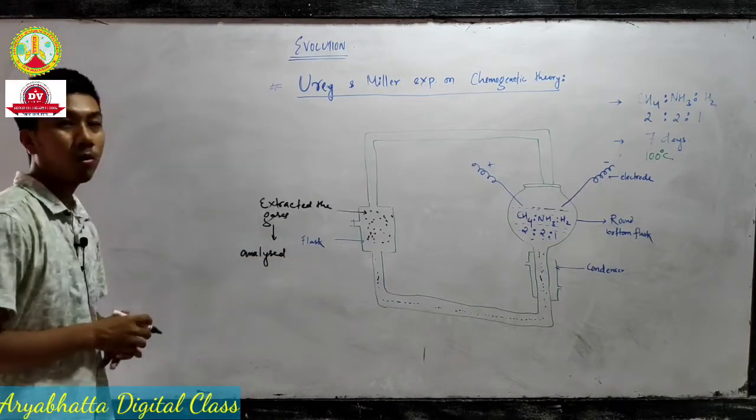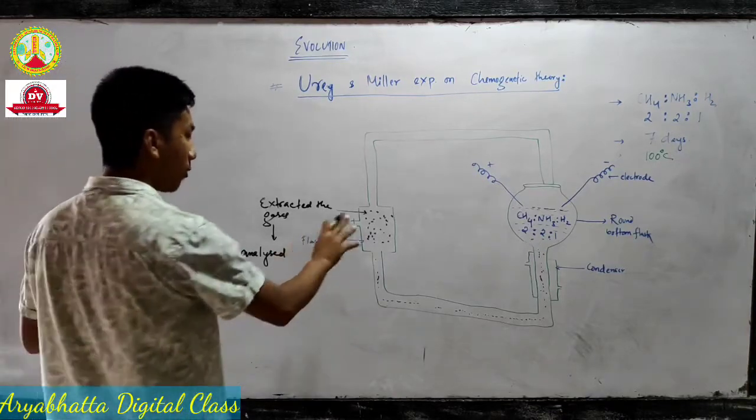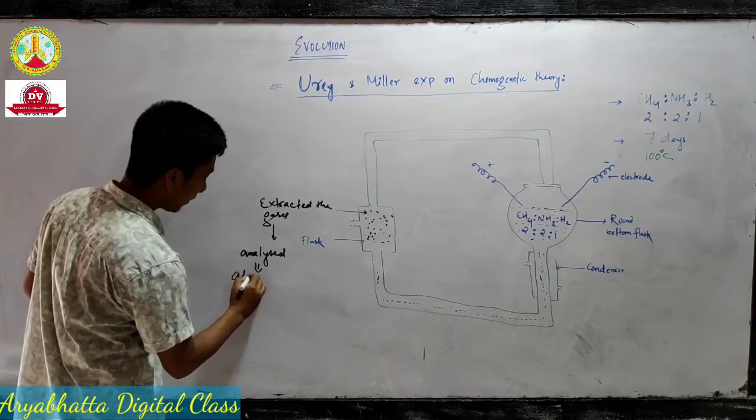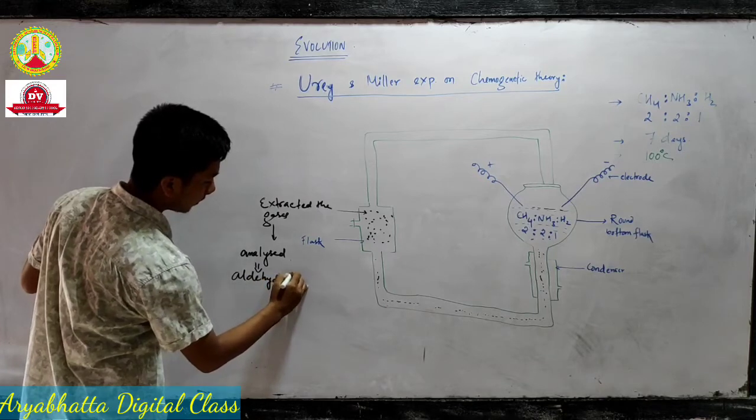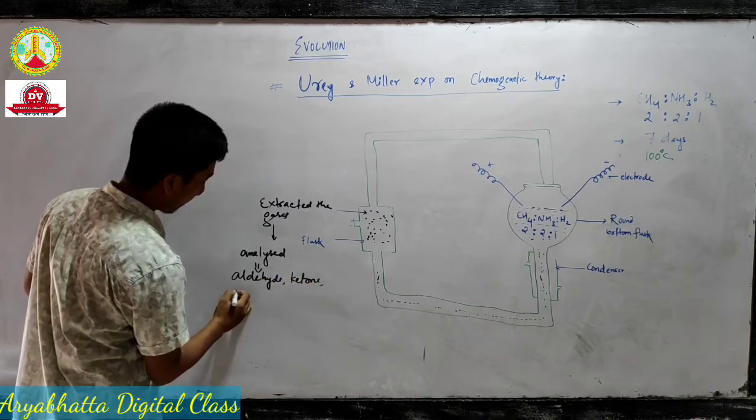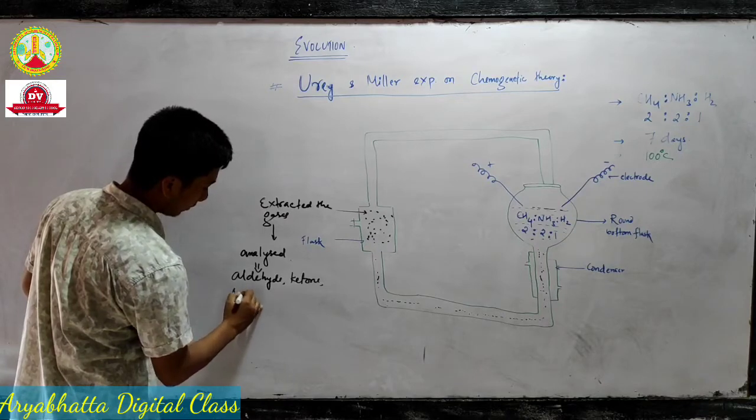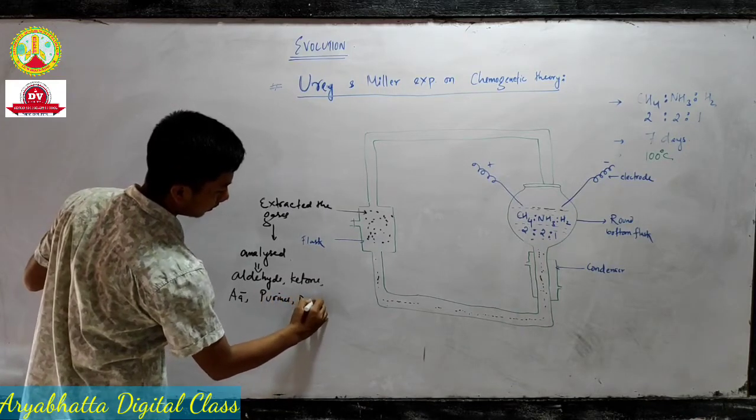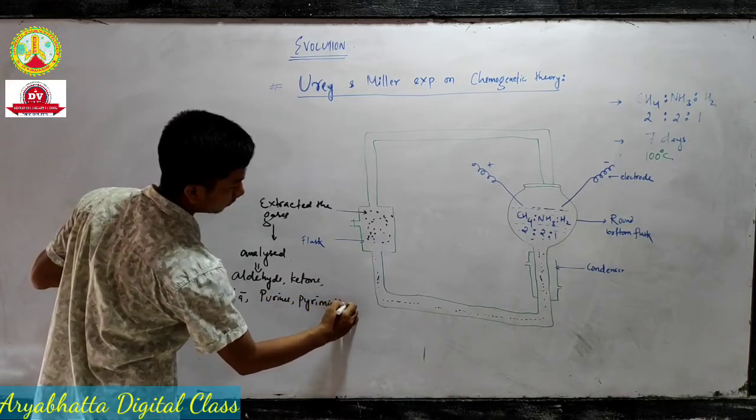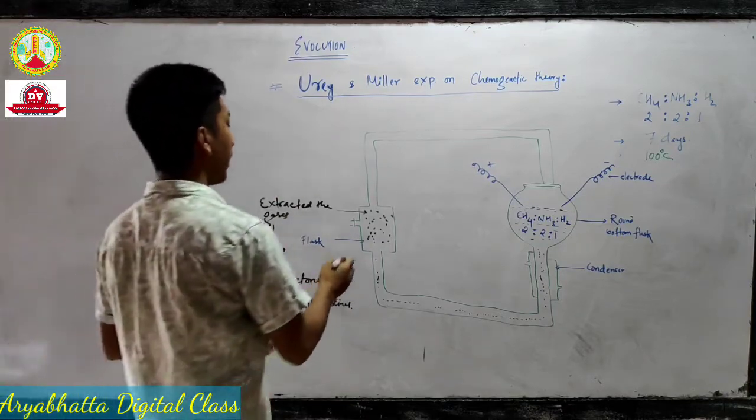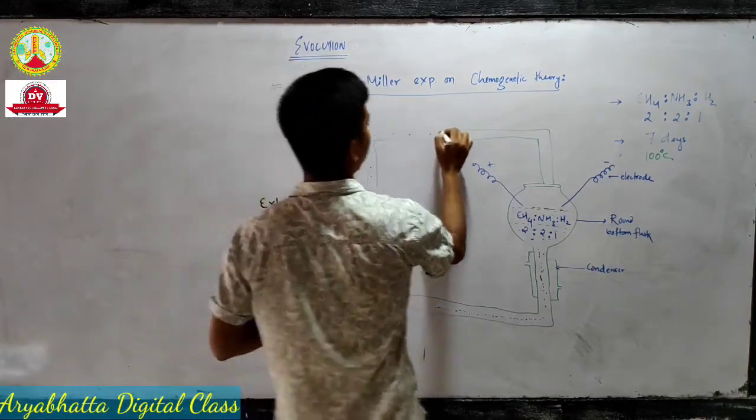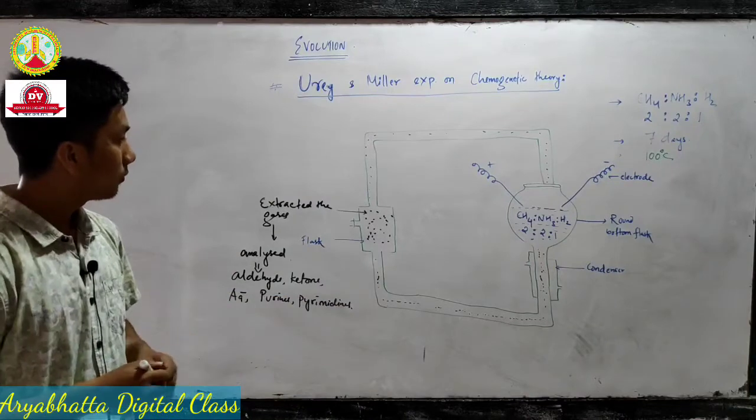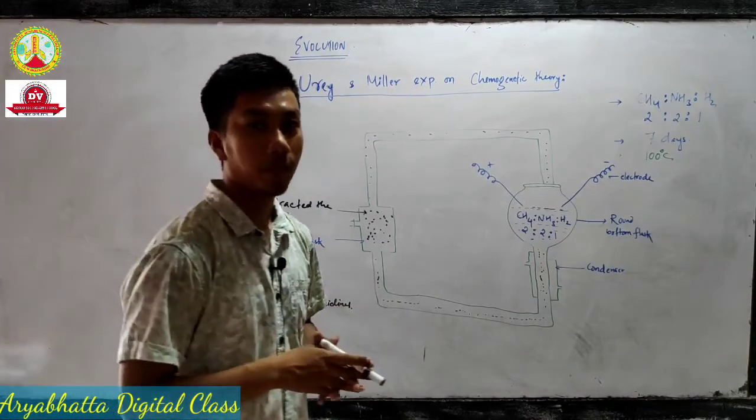After analyzing all those gases, they found out that they were simple sugars like aldehyde, ketone, amino acid, purine, pyrimidine, etc. Okay, and that same gas goes back inside the round bottom flask. So that is the experiment, very simple.